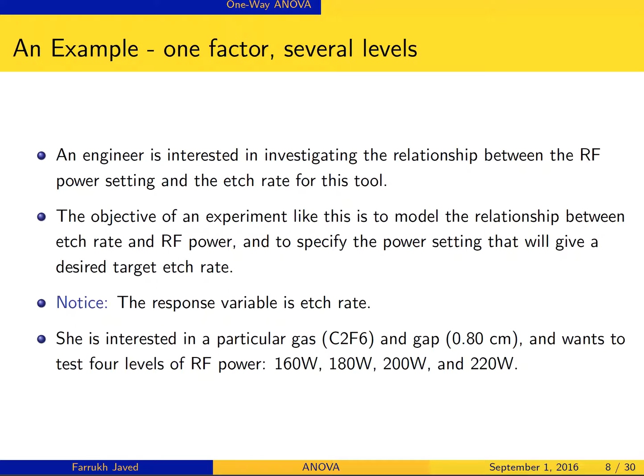So the response variable is etch rate, because that's what we are interested in. She is interested in a particular gap between the rates, for instance, and she wants to test 4 levels of power: 160 watt, 180 watt, 200 watt, and 220 watt. Right? That's how she set up the experiment.